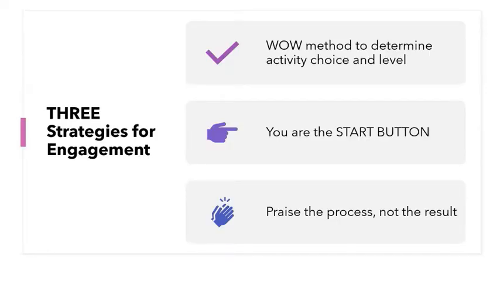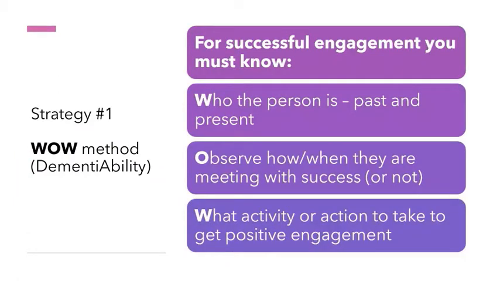Leading your loved one in activities may be a new skill for you. Let's talk about some strategies for engagement. The first suggestion is using the WOW method, which is from Dementiability, and it's using the letters W-O-W. The first W is know who the person is from the past and the present. The O is observe what's going on and where are they meeting with success or where are they not. And finally, our last W is using who the person is, what you're observing, to select activities and take actions that will get them to positively engage.